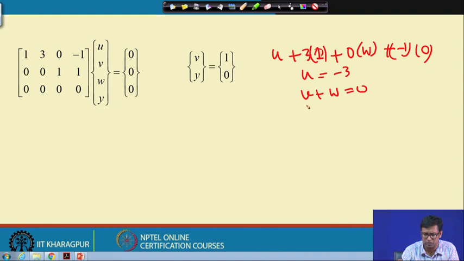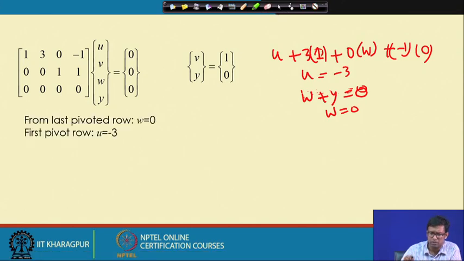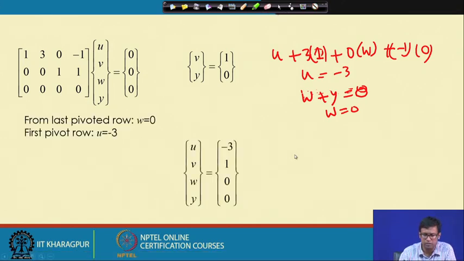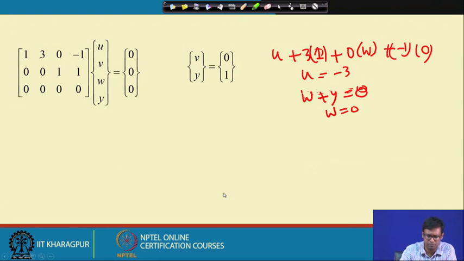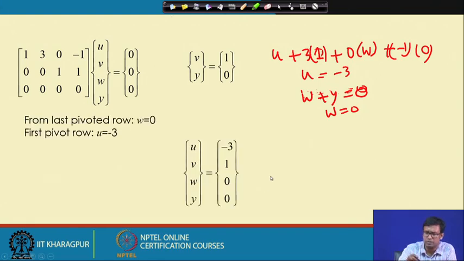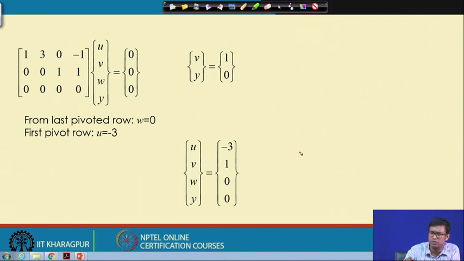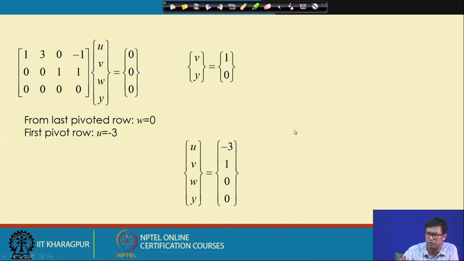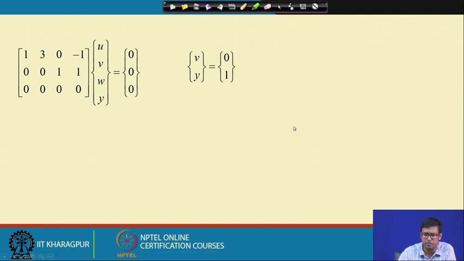and v is put as 1. The next equation is w plus y is equal to 0 and y is 0 here. So, w is equal to 0. So, we will get one null space solution as w is equal to 0 and u is equal to minus 3. So, u v w y is minus 3, v is 1, w is equal to 0 and y is equal to 0. Similarly, we can find the other null space solution by making these 0 and 1, v is equal to 0 and y is equal to 1. So, another solution is we will put v is equal to 0 and y is equal to 1.